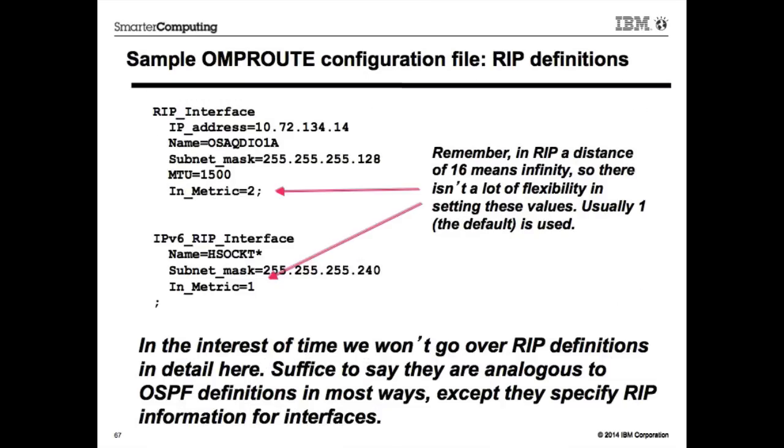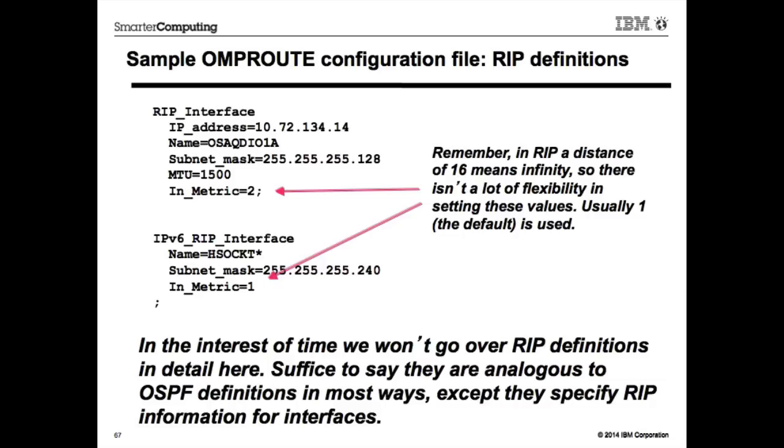All right, now slide 67. Let's talk about RIP definitions. RIP definitions work similar to OSPF. You define a RIP interface, you match the name and IP address for IPv4, and you define the RIP characteristics, of which there are a little bit fewer. But one of the RIP characteristics, you have to define the MTU just like OSPF, and you define the metric. The metric default value is 1.